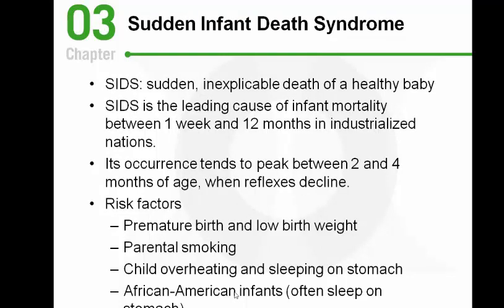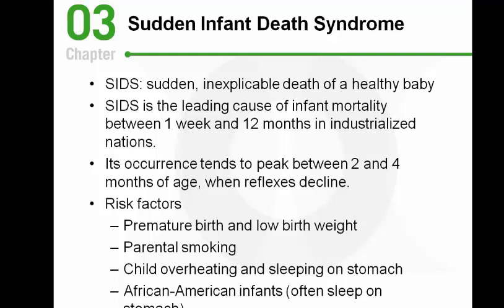So we'll go ahead and talk about SIDS, which stands for Sudden Infant Death Syndrome. This is a difficult subject to talk about, a very serious issue. Unfortunately, we are not able to predict or prevent all cases of SIDS, but there are certain risk factors that we can try to reduce if possible.